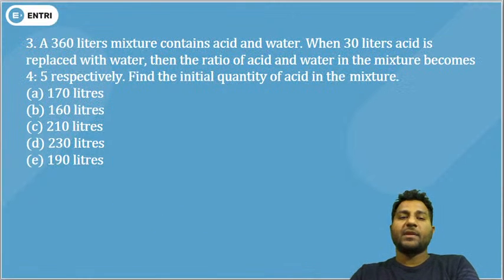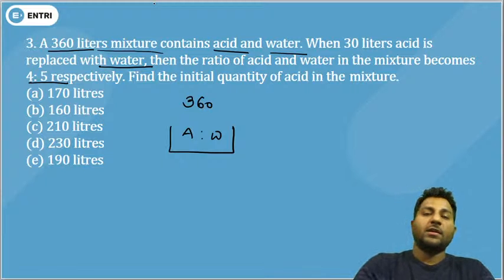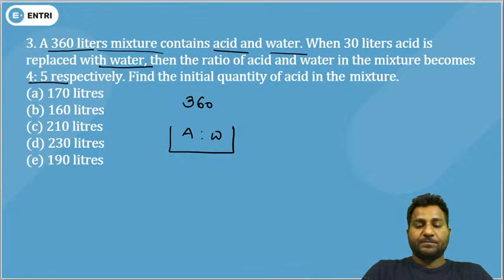Next question, how are you going to solve this? A 360 liter mixture contains acid and water. When 30 liters of acid is replaced with water, the ratio of acid and water in the mixture becomes 4:5. So try to solve this question.